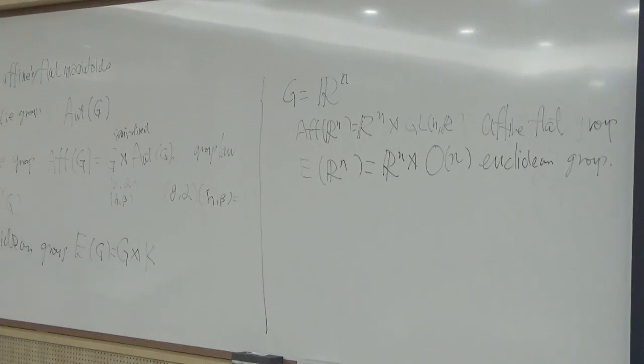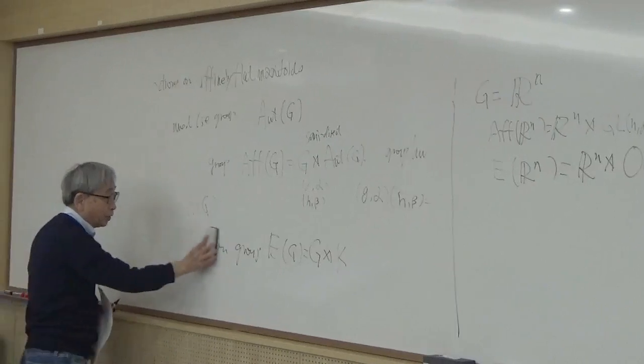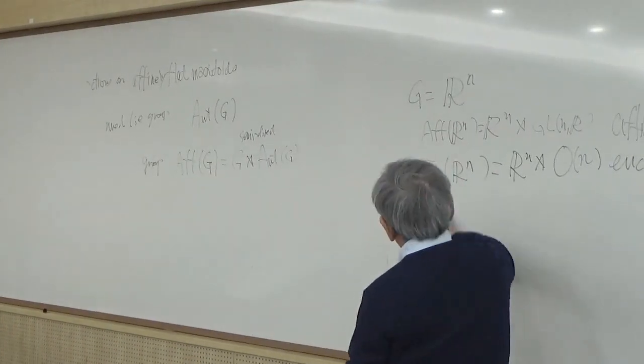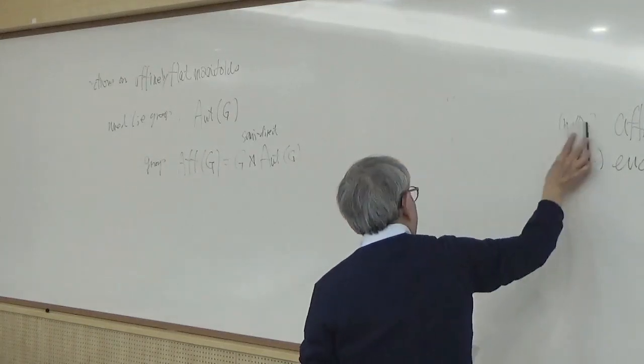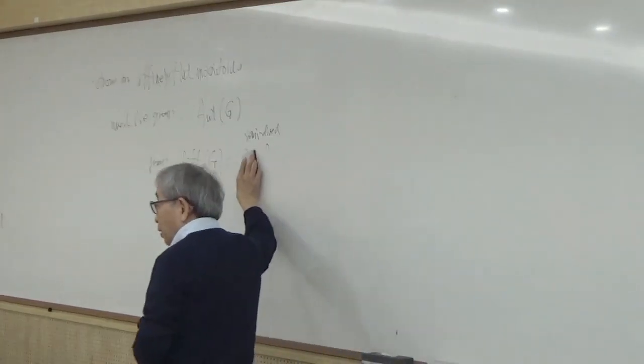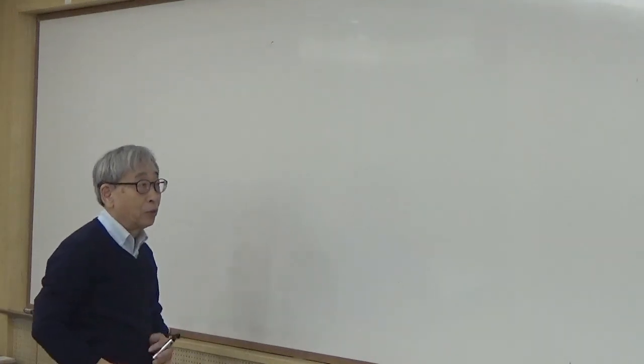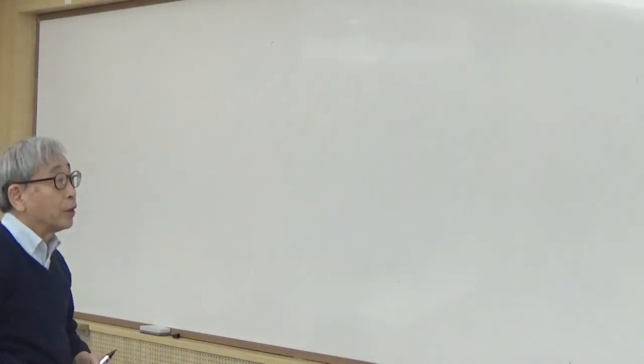Now we study the group action of this one. To do that, we introduce proper group action. Easy to say. Actually, a compact group always acts properly. But we are interested in non-compact groups, and a non-compact group does not necessarily act properly. So now I need a definition of proper group action.